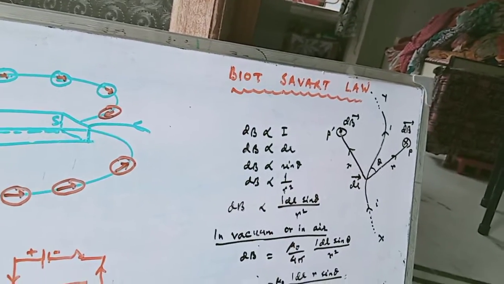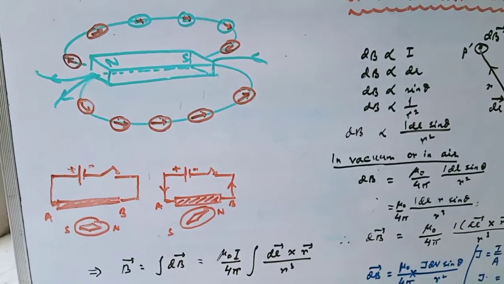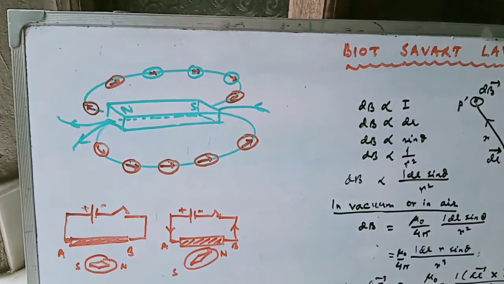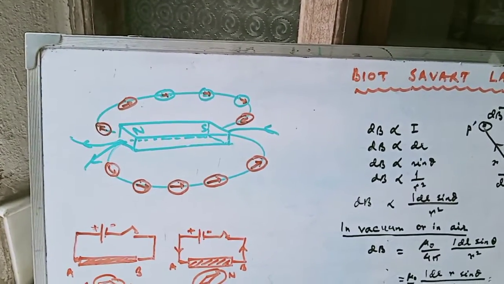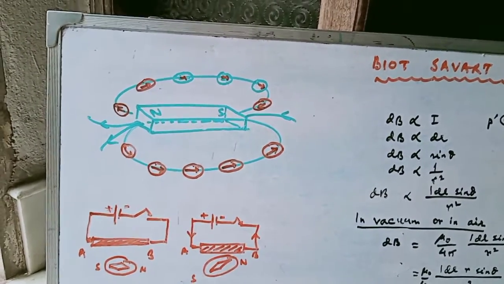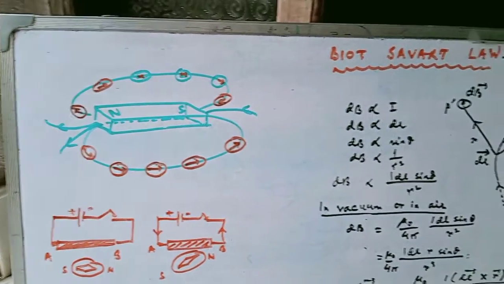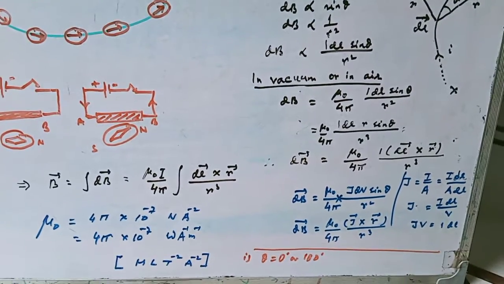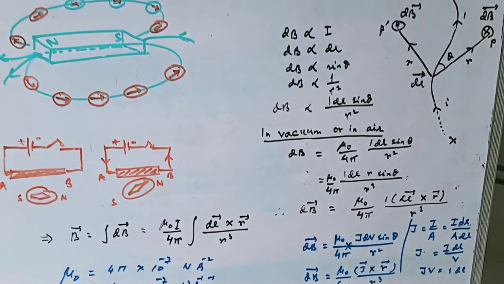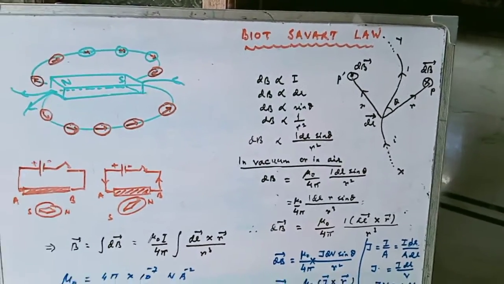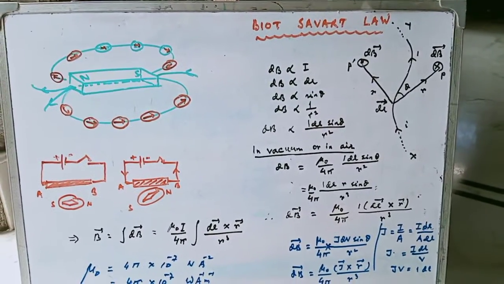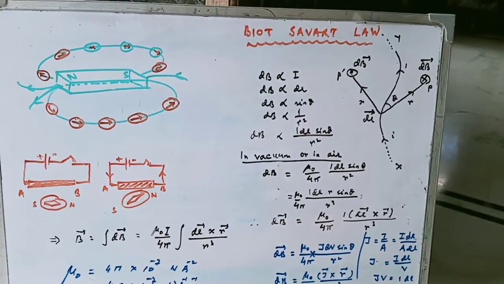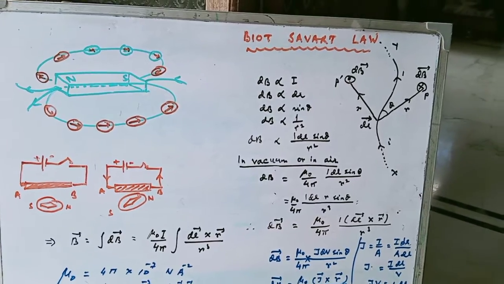In this way we can find out the direction of the magnetic field, and the Biot-Savart law gives us the magnitude of the magnetic field. You should always do this by yourself. You will have a good idea about this law, and its application we will learn in the next video.